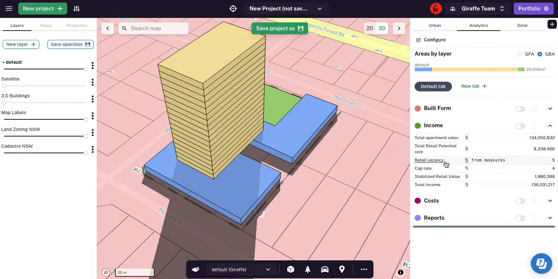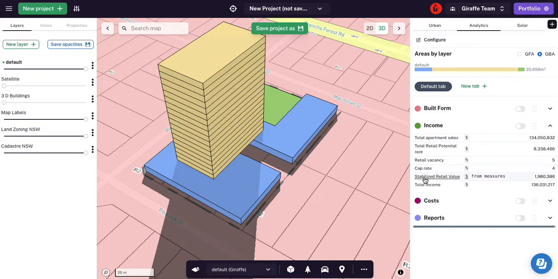The retail vacancy, and we're doing 2 kinds of feasibility here, right? So the income there's apartment sales, and that's just, we build the apartments, we sell them. We're not going to rent them out. Whereas the retail, we're doing a different strategy. We are going to rent it out for a total potential rent of 8 million if it was 0 vacancies. But we're going to assume 5% vacancy. So in all these tenancies, these cafes, this BWS, 5% of the time it's vacant, or at any one time, 5% of the area is vacant.